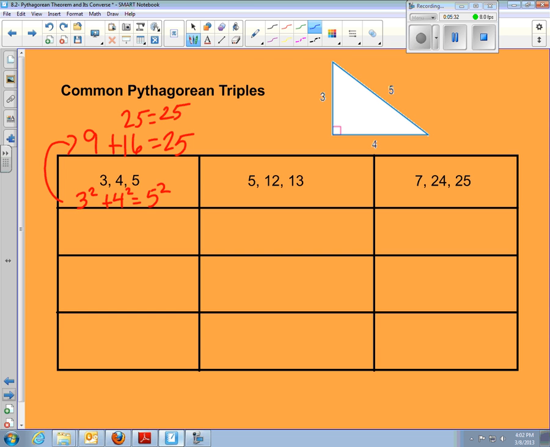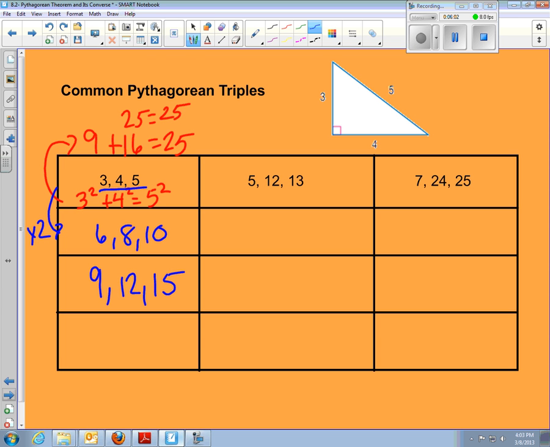What else can we see here? We've got some other boxes. If I make this 6, 8, and 10, what did I do to each of those numbers in my original Pythagorean triple? Yeah, I multiplied those by 2, and that gave me a new Pythagorean triple. If we square 6, 8, and 10, 6 squared plus 8 squared is going to equal 10 squared. We could also do that with 9, 12, and 15.